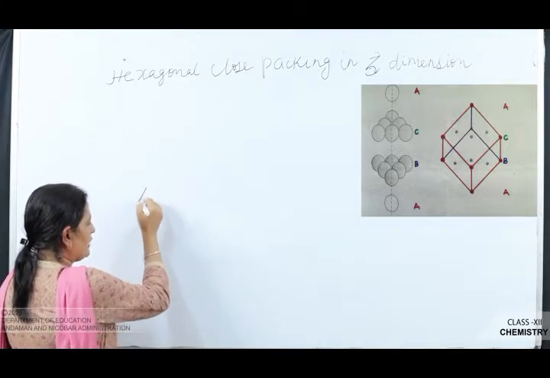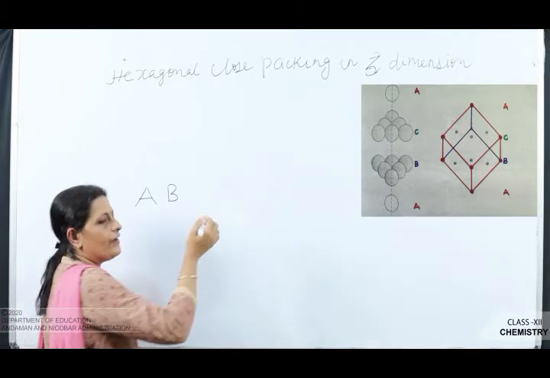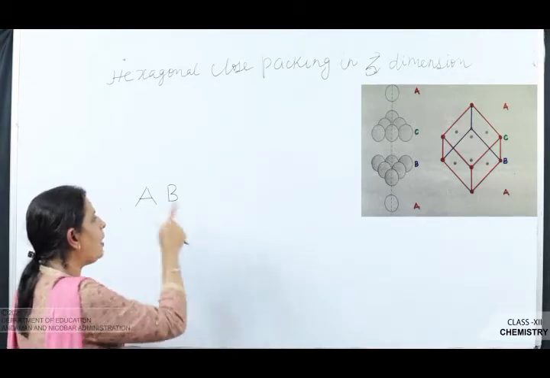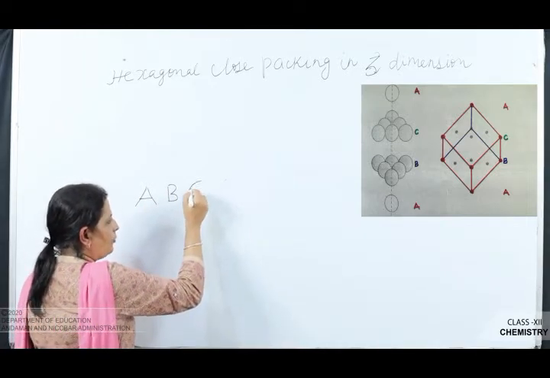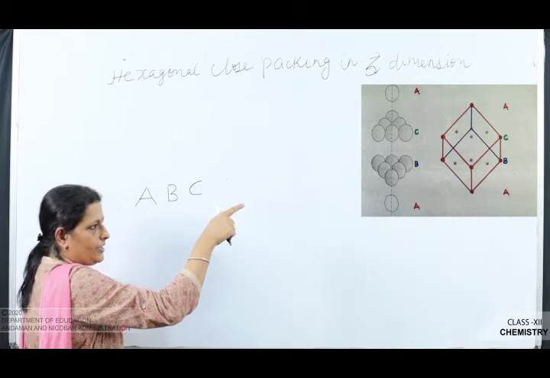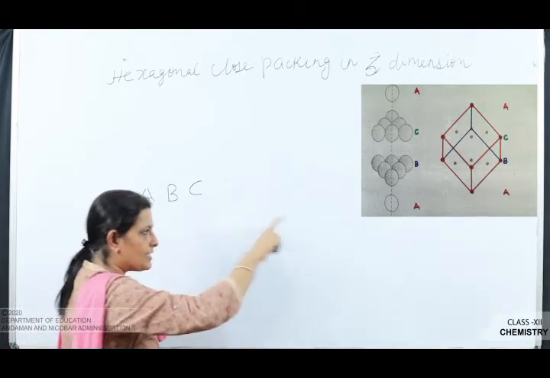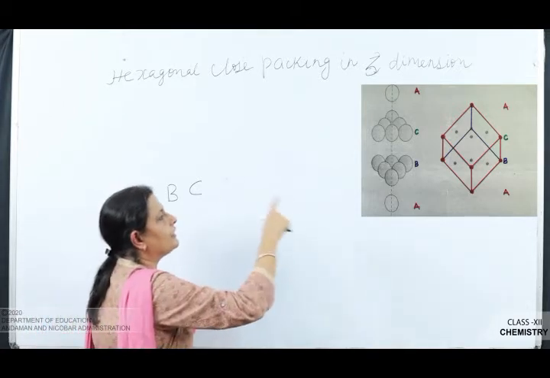So the first layer was A, the second one was B, and the third, when it is arranged in the octahedral void of the second layer, is not identical to either the first or the second. So we will name it as what? C. So in the figure you can see C, that means A, B, C. That is, A is different, B is different, C is different. That means the first layer is different, the second layer is different, and the third layer is also different.